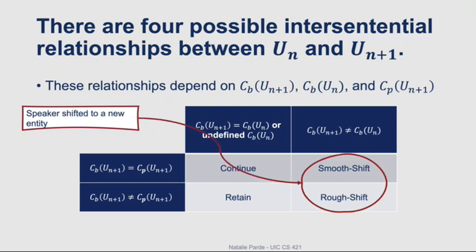In the other two relationships, C sub b of U sub n plus 1 does not equal C sub b of U sub n, so the speaker ended up shifting to a new entity. If it was preferred that they switch to this new entity, this is a smooth shift. However, if it was preferred that they remain with the same entity or shift to a different entity, this is a rough shift.